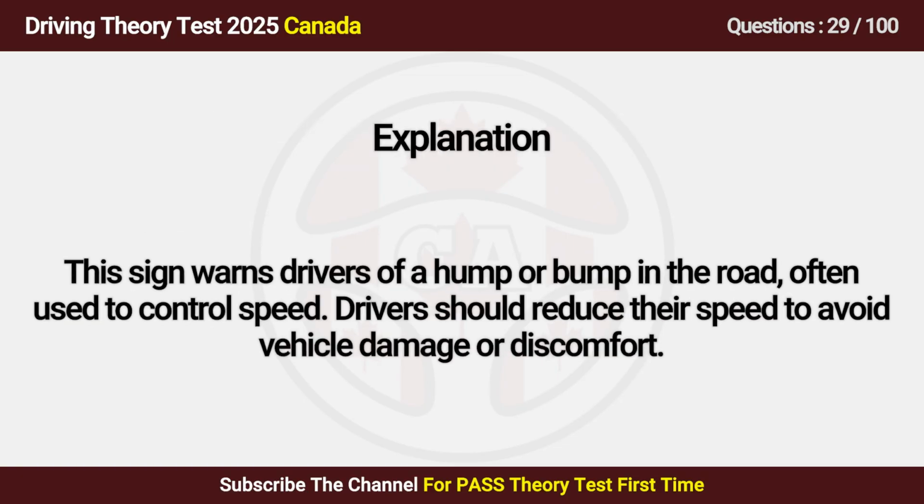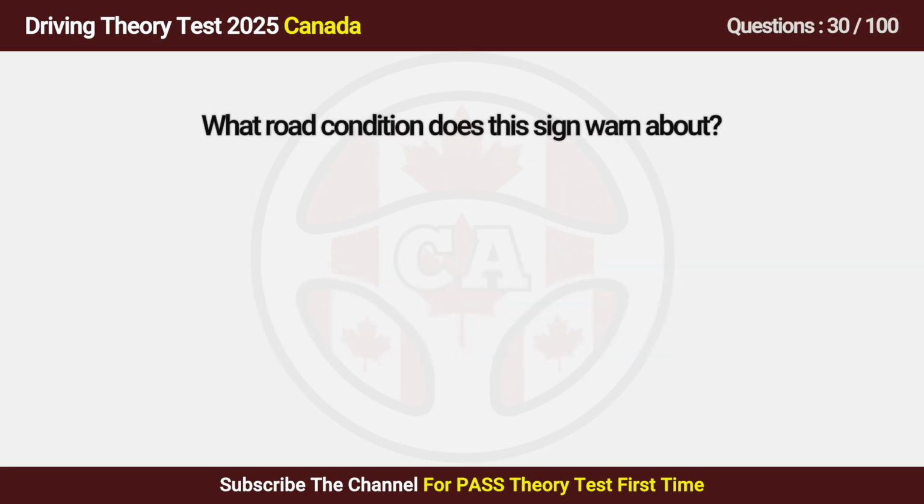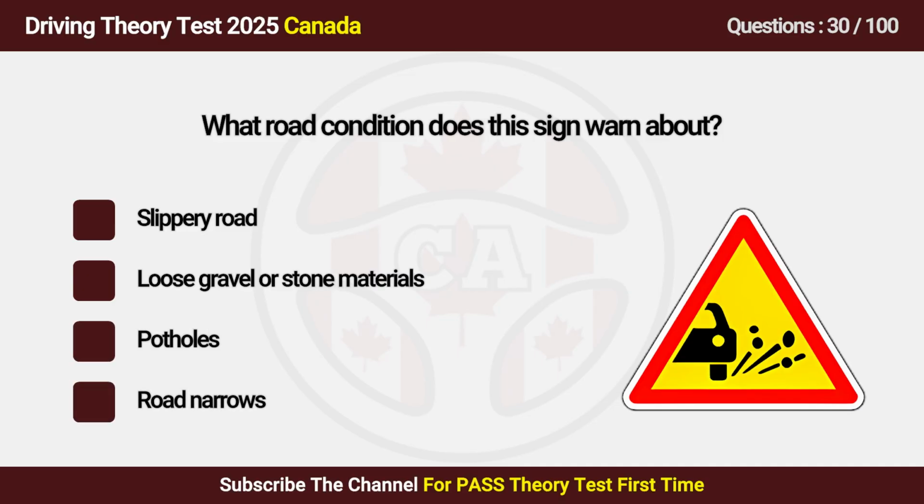This sign warns drivers of a hump or bump in the road, often used to control speed. Drivers should reduce their speed to avoid vehicle damage or discomfort. Question 30. What road condition does this sign warn about?